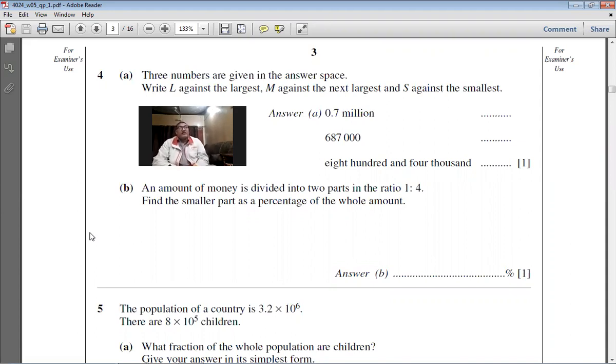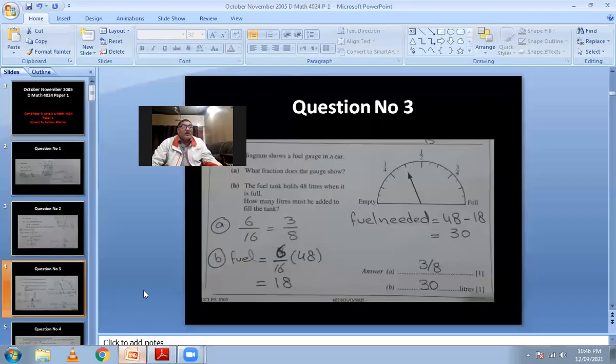The B part is an amount of money is divided into 2 parts in the ratio 1:4. Find the smaller part as a percentage of the whole number. Okay, so this is question number 4. So let me show you how I have done this, and let's see.